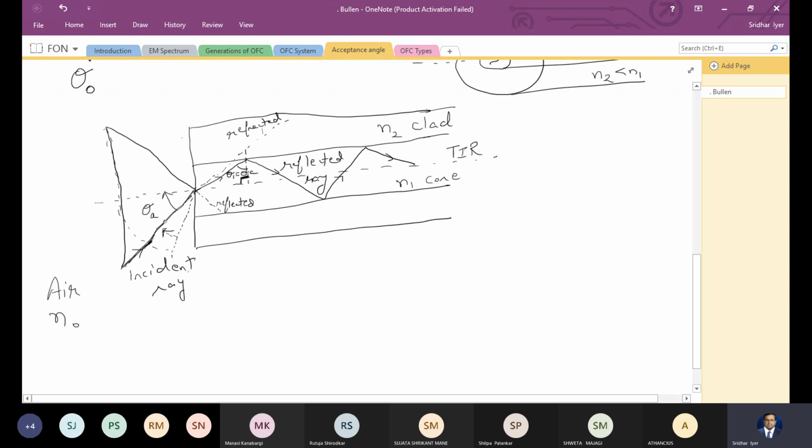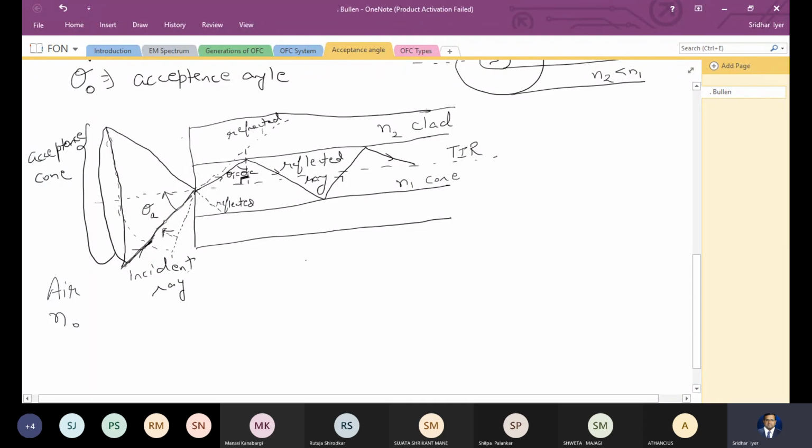Now if you join these two incident rays, it forms the shape of a cone. That's why this theta naught is the acceptance angle, and this entire cone shape is known as the acceptance cone, because it is conical in nature or conical in shape.